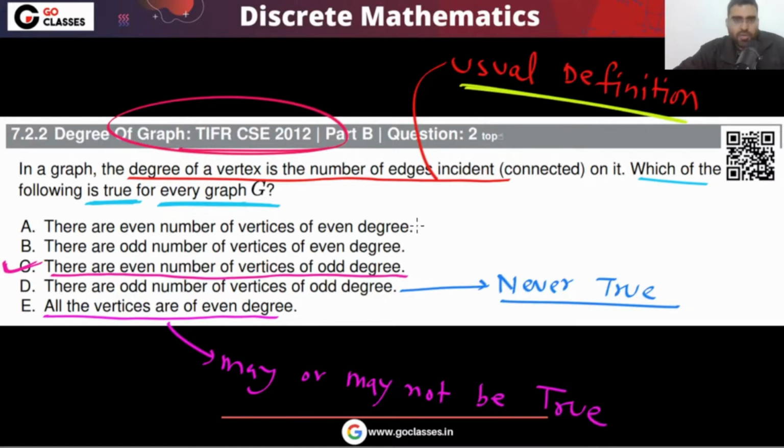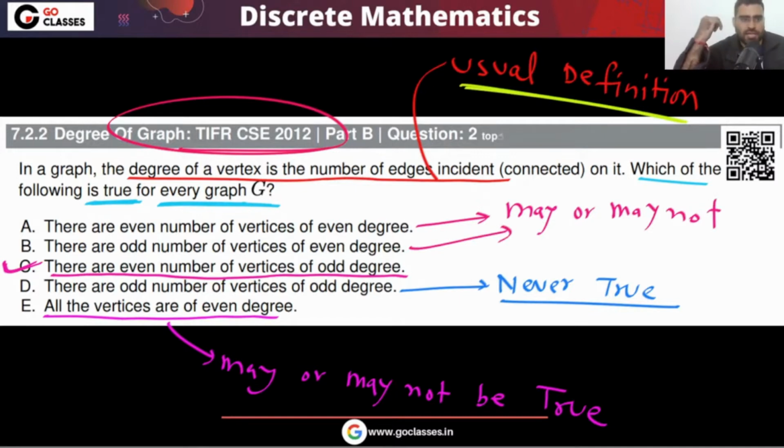What about this? Even number of even degree vertices. Again, this may or may not be true. Okay. So the answer is very simple. The answer will be option C. Option C is always true. Option D is never true. Options A, B, E may or may not be true.